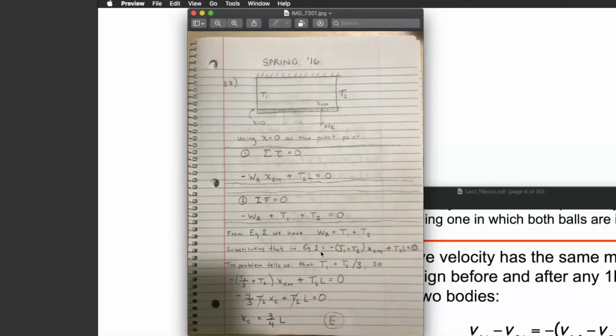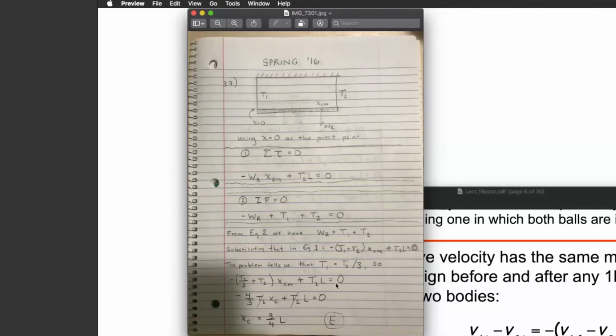Now we're going to substitute this relationship into this equation. Where the W_R is, we substitute in T1 plus T2. And so we get negative (T1 plus T2) times the x at the center of mass plus T2 times L equals 0. The problem gives us one extra bit of information, which is that T1 equals T2 over 3. So I'm going to substitute T2 over 3 in here. Now I have an equation that fully defines the center of mass in terms of T2 and L, which is what I want.